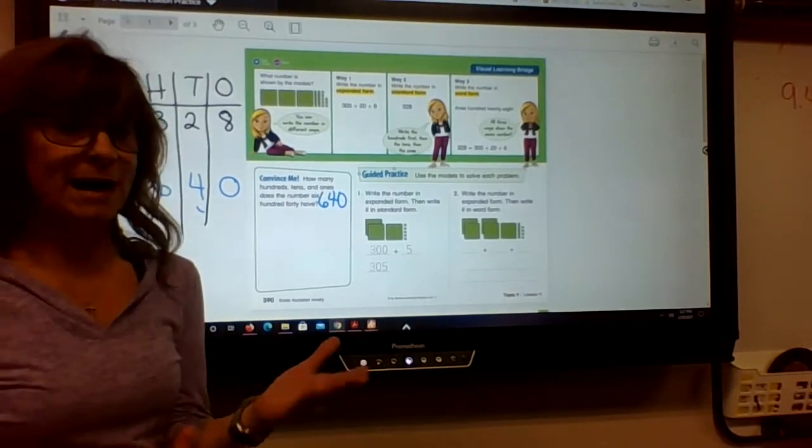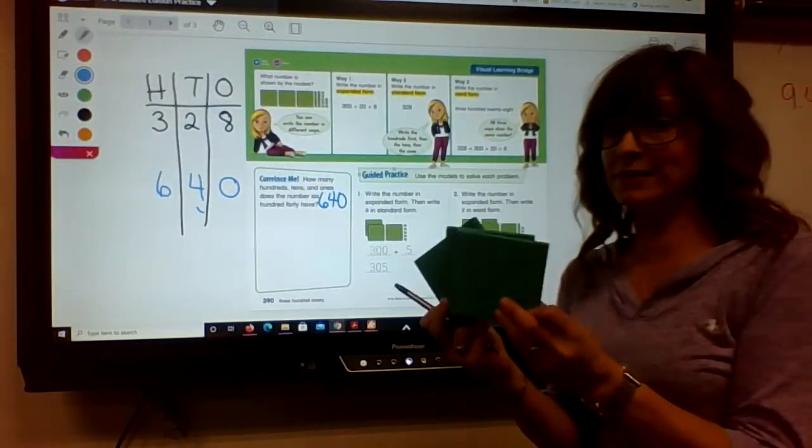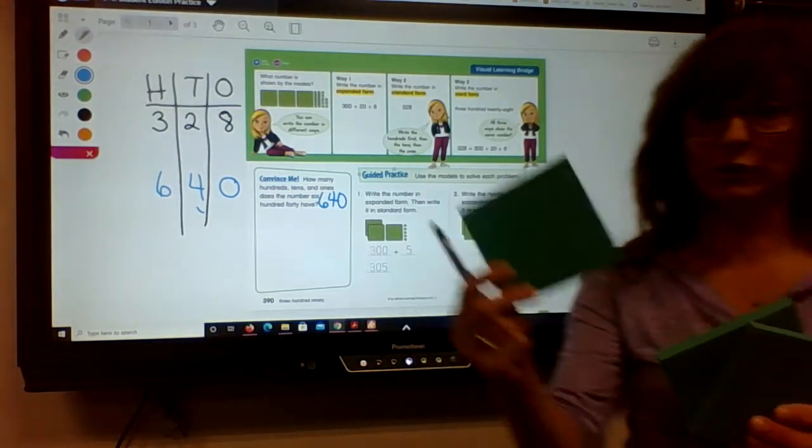All right, guided practice. You have a bag of math manipulatives at home. They actually came with your math series at the beginning of the year. So here are your hundreds.